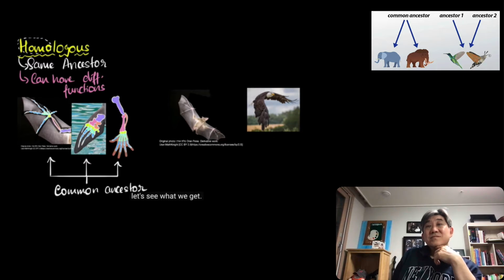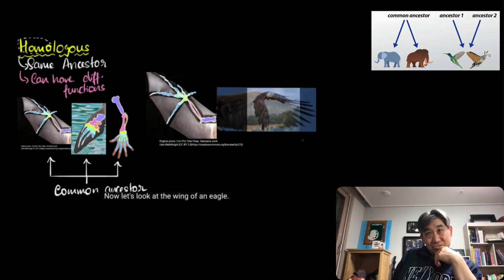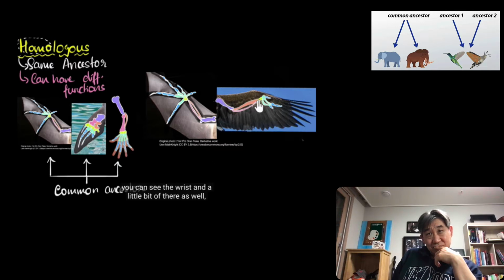We've already seen the wings of the bat. We already saw the bone structure of this. Now let's look at the wing of an eagle. If I zoom in and I look at the bone structure, it looks somewhat like this. So again, we see one bone here, then we have two bones over here. You can see the wrist and a little bit of that as well. And when it comes to fingers and hand, that's where things get a little different. But again, the bone structures are pretty similar.